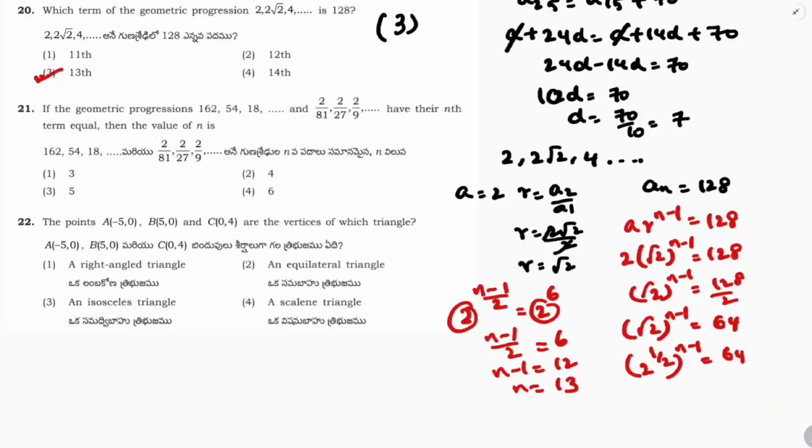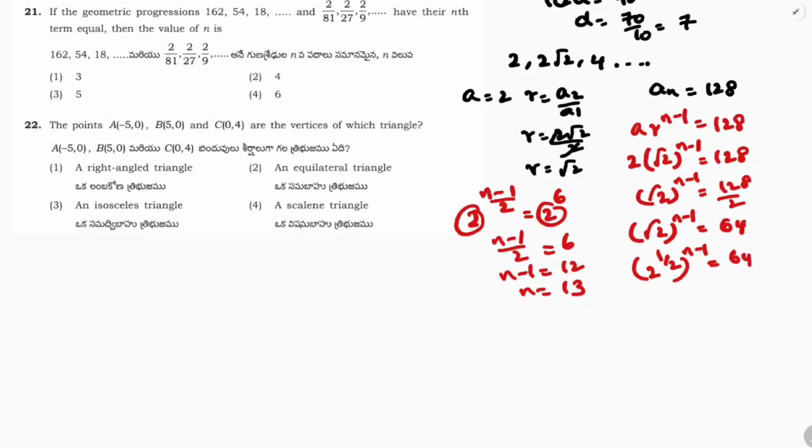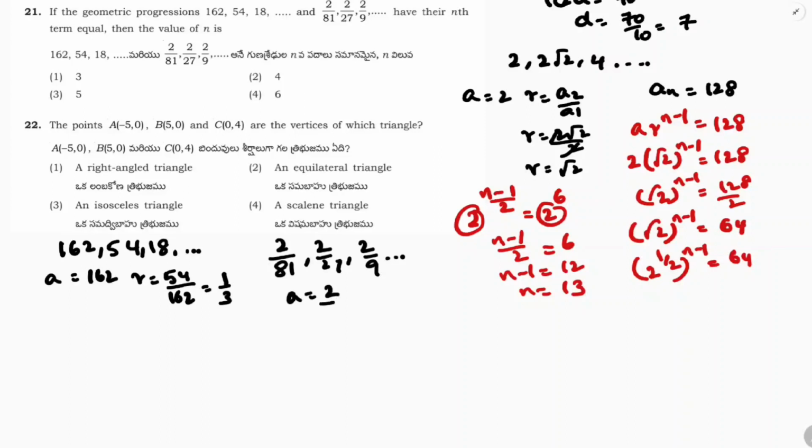Next question. This is a textbook question. In the geometric progression 162, 54, 18 and so on, and 2 by 81, 2 by 27, 2 by 9 and so on, their nth terms are equal. So here a is 162, and a2 by a1 is 1 by 3. For the second, a is 2 by 81.